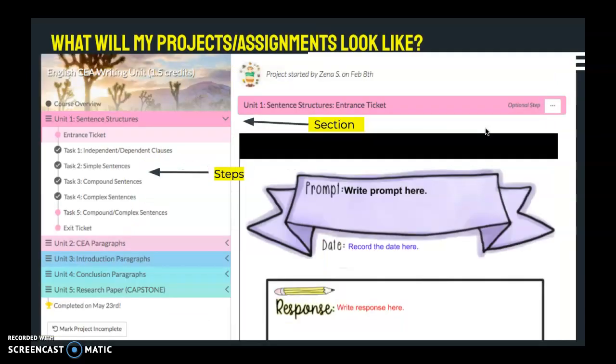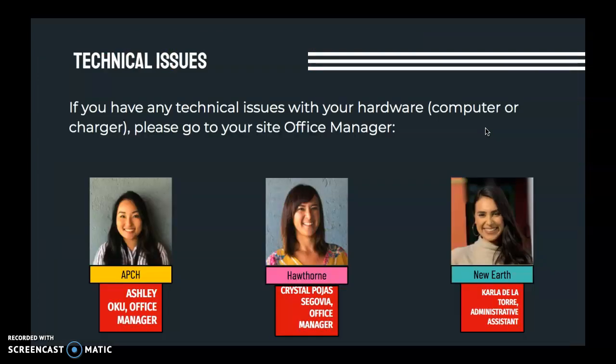This is what a project looks like. You can see that the check marks on the left-hand side show completed steps. So this student has completed 4 tasks or steps. There are also larger sections. So Unit 1, sentence structure, is a section. Unit 2, CEA paragraphs, is a section.